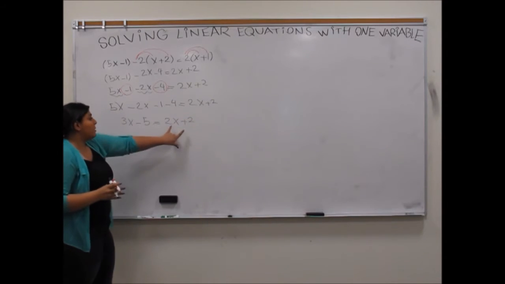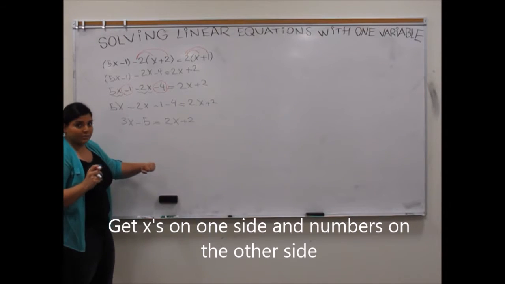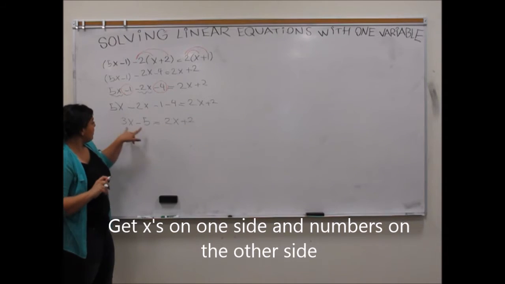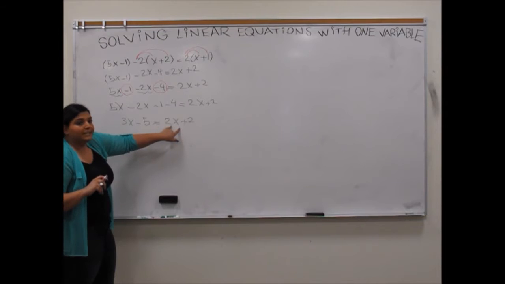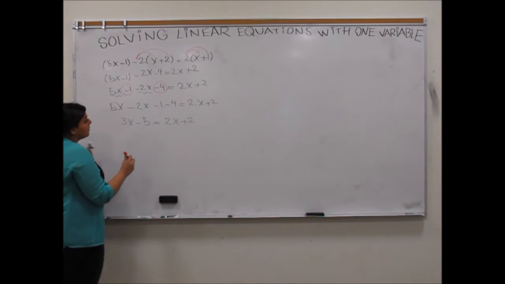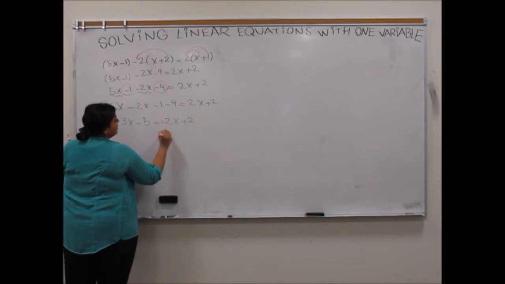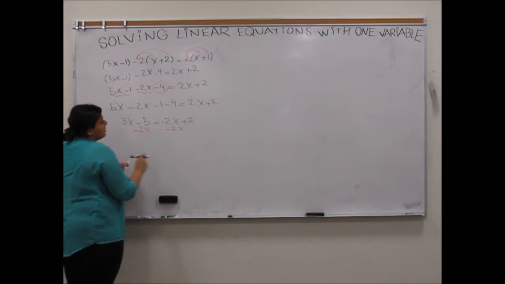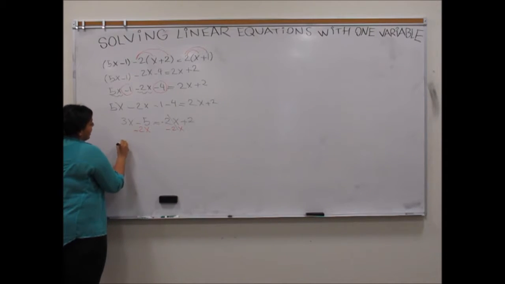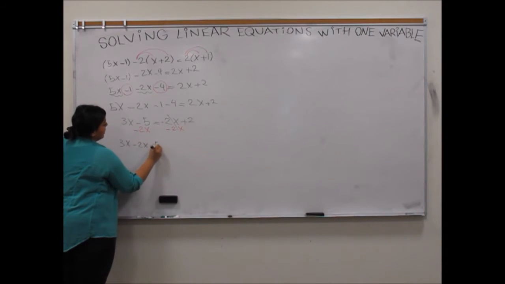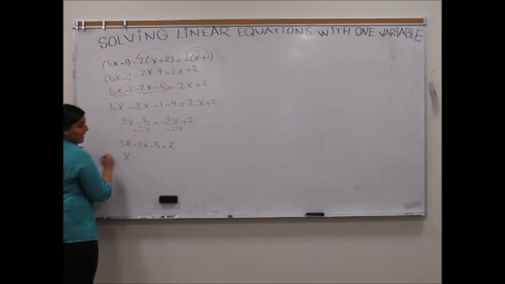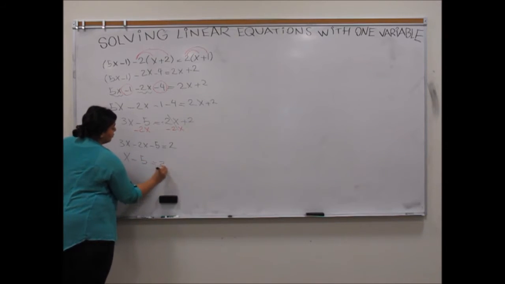So here, now I want to have x's on one side and numbers on the other side. In order to do that, I'm going to keep my x's on the left side. So I have 3x here, and I need to move this 2x to the left side. So since it's positive right there, I'm going to do negative 2x for this side and negative 2x for the other side. So this will cancel each other out. So I have 3x minus 2x minus 5 equals just 2. So I have just an x, right? 3 minus 2 is 1. Just an x minus 5 equals 2.